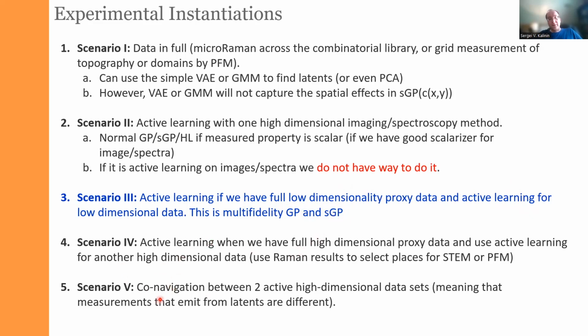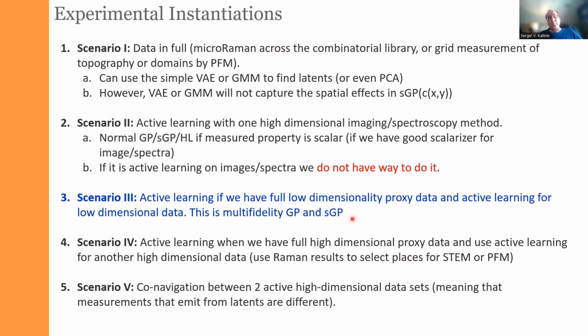The other two scenarios are when we have the full high-dimensional proxy data and try to use active learning from one to another. The simplest example is that we have one library where we measure polarization and another library where we use Raman, and we want to coordinate the operation of these two tools. For this one, we also don't have the mathematical framework yet. And co-navigation is when you take these measurements sequentially, so it's kind of an active learning version.